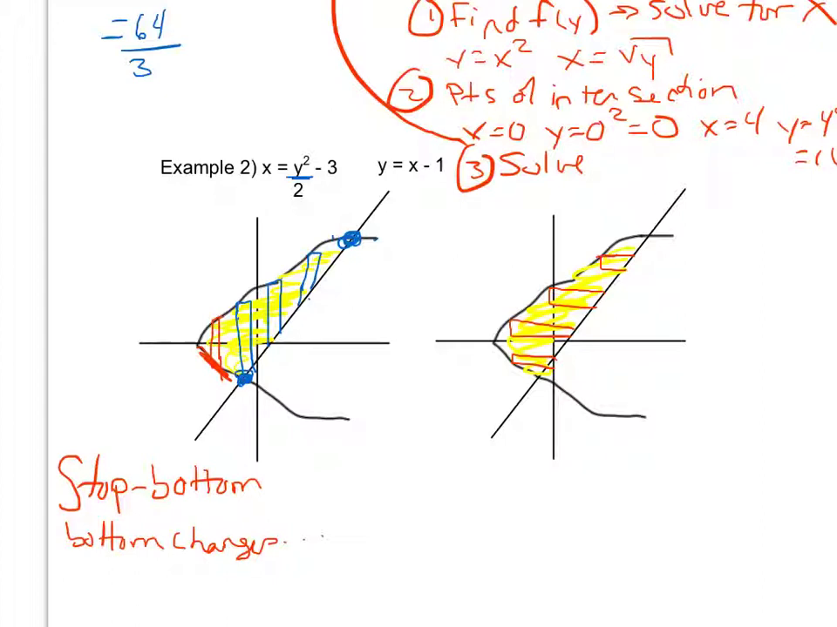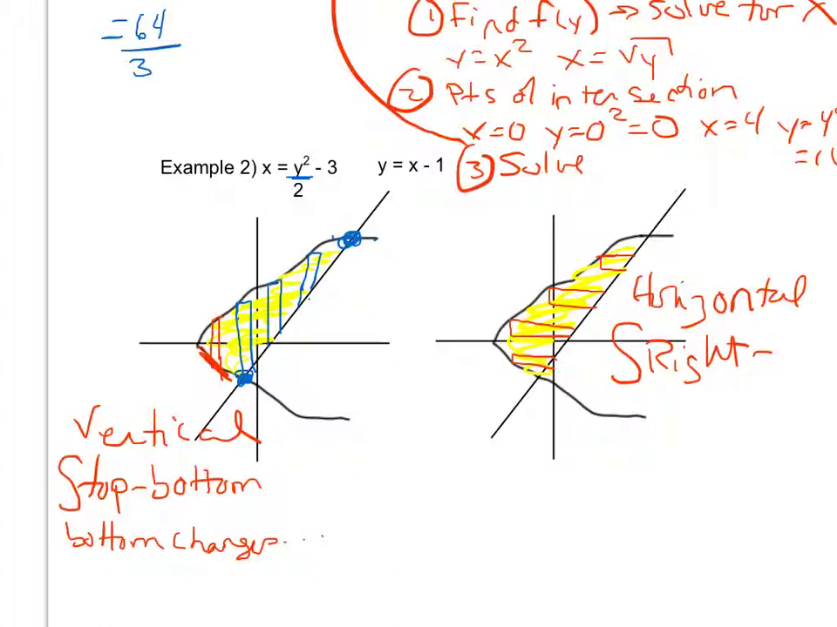But what I'm doing now, so when I have vertical, I do top minus bottom. When I do horizontal, I'm always going to do the integral of right minus left. And so my right function is always y equals x minus 1. And notice that my left function is always x equals y squared over 2 minus 3.